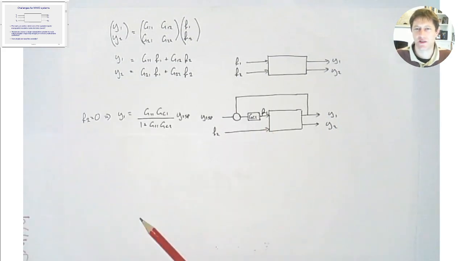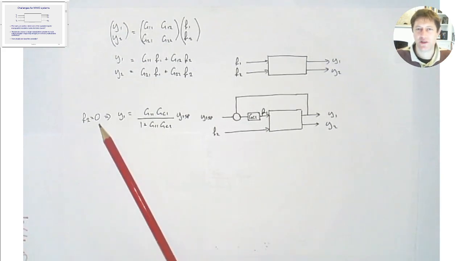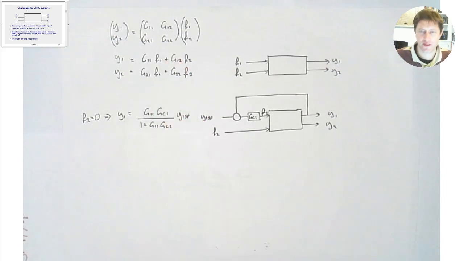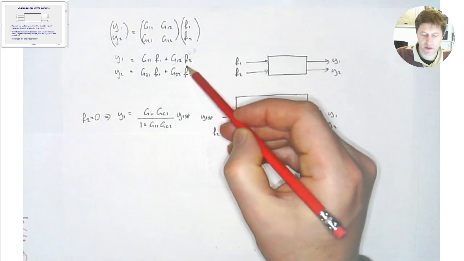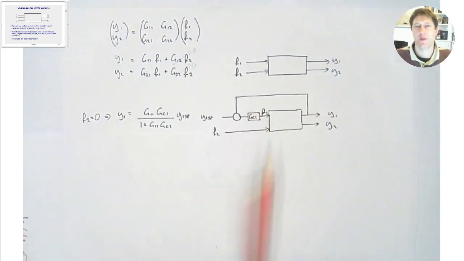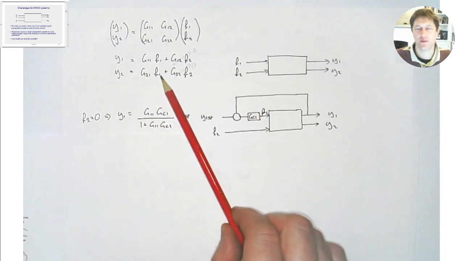So let's consider how we can analyze that. So let's consider the case where F2 is 0. What's the effect of this control loop going to be on the system? So if F2 is 0, we have these two elements of our system are 0, that's 0 and that's 0. So y1 is equal to g11 f1, y2 is equal to g21 f1. Okay.